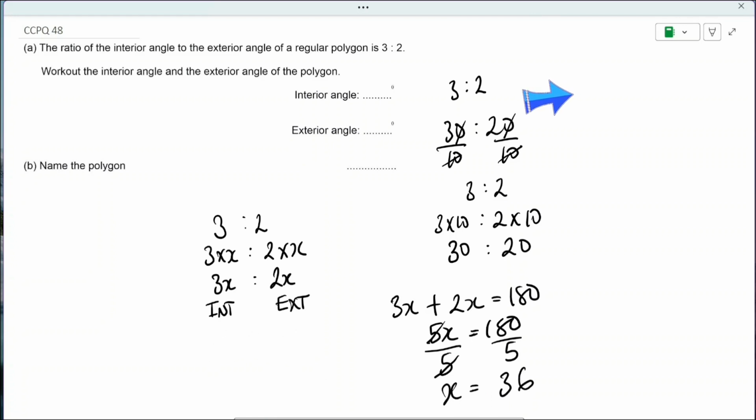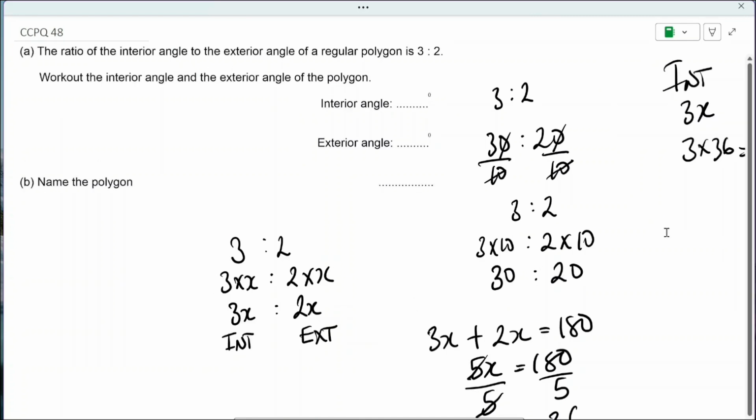Let's solve it on this side. For the interior angle, it's 3x, and x is 36, so you have 3 times 36. That will give you 108 degrees. So the interior angle of this polygon is 108 degrees.